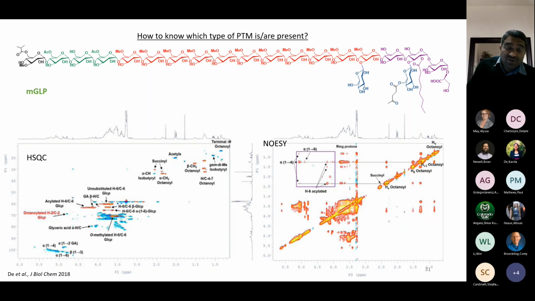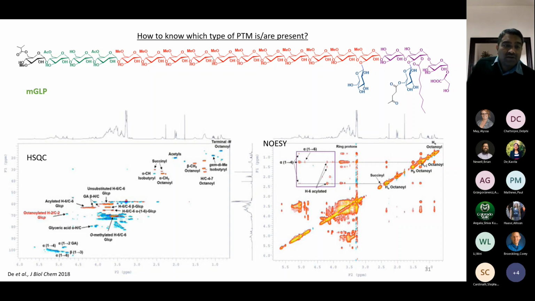There will be the possible locations of those, like C6 is carrying most of the acyl groups, and C2 is carrying one of the acyl groups. Also, methoxy groups are there, and the 6 positions are methoxylated. All this sort of information can be easily visualized in NMR.